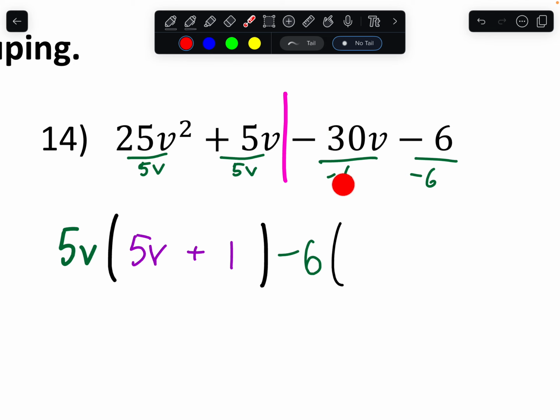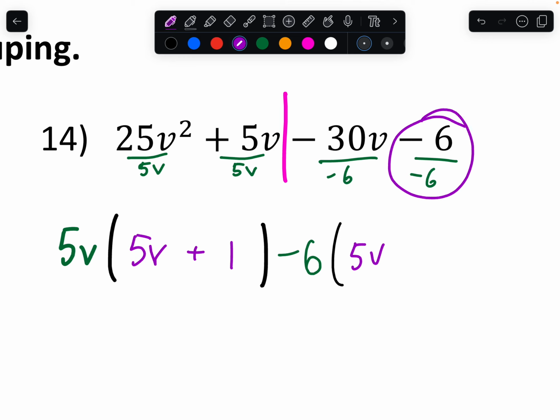Negative 30 divided by negative 6 is positive 5. And v, no canceling there, so it's just v. And then negative 6 divided by negative 6 is positive 1.